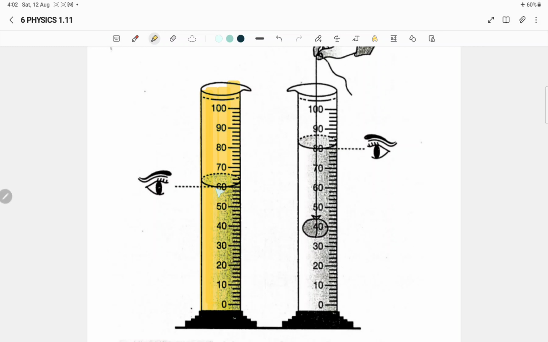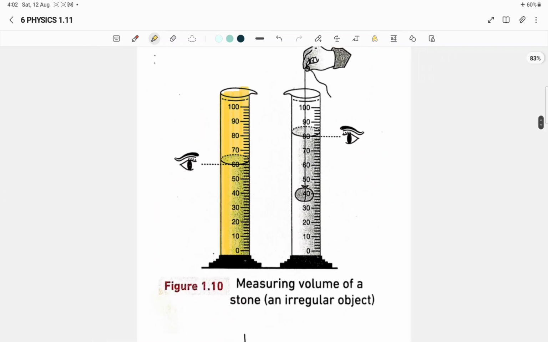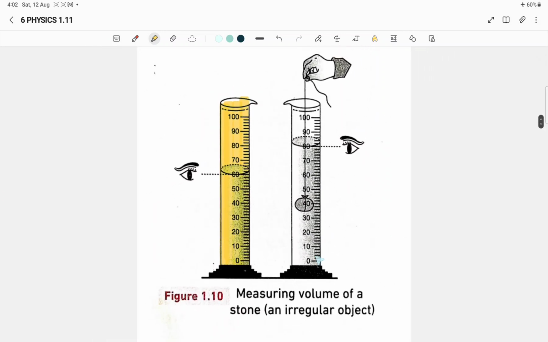By these two figures we can find the lower meniscus. Why? Because we are taking water, which is a transparent liquid. That's why, using the lower meniscus, the reading is A. In this figure, 60 milliliters is there. Next, the second step: after completing this reading, we lower the stone into the water using a thread. In that situation, the water level will automatically increase from 60 milliliters to another level.